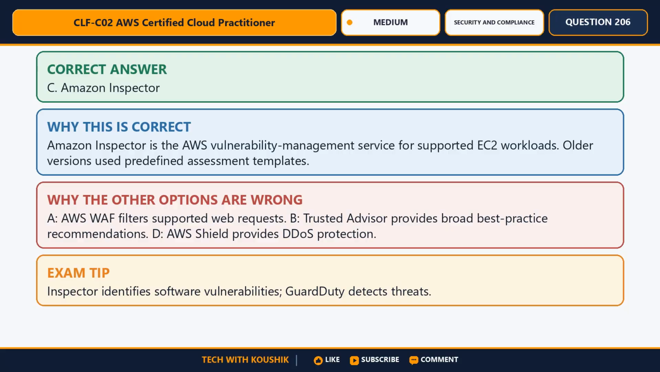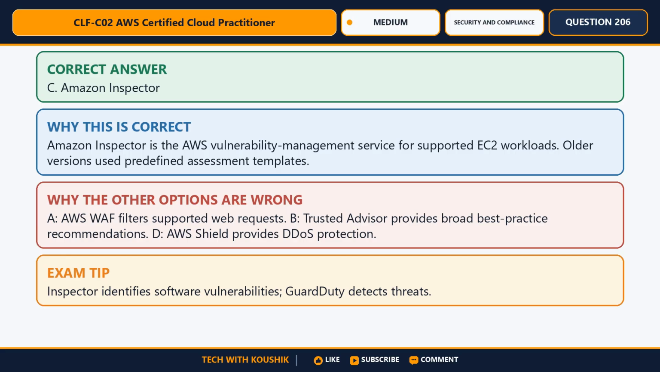The correct answer is C. Amazon Inspector. Here is why. Amazon Inspector is the AWS Vulnerability Management Service for supported EC2 workloads. Older versions used predefined assessment templates. Why are the other options not correct?